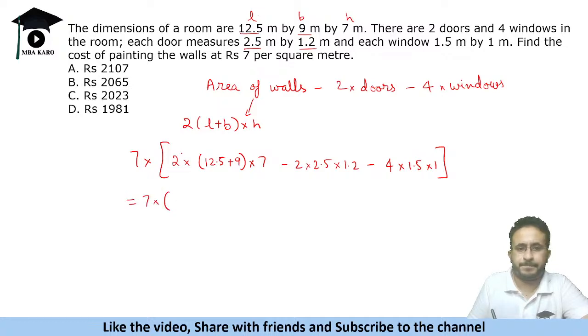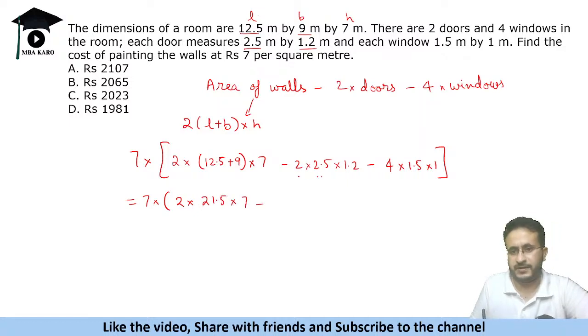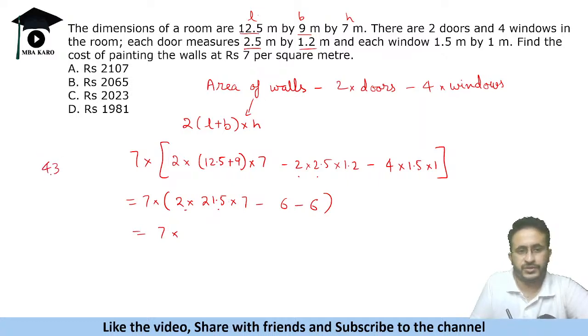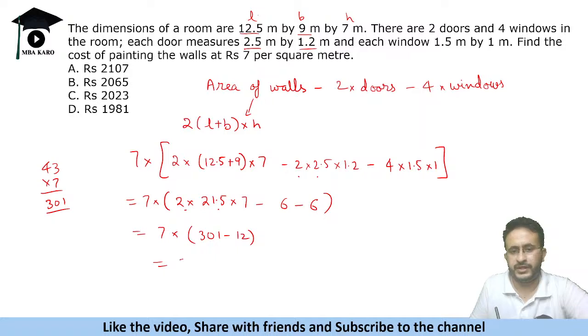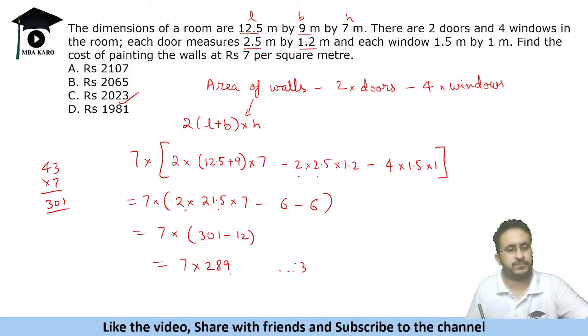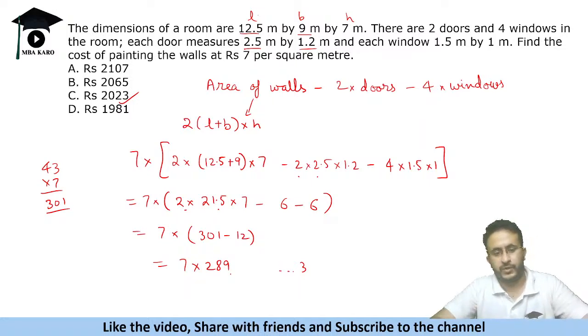7 into, this will be 2 into 21.5 into 7 minus, this is 5, 5 into 1.2 is 6, minus 6. So 7 into, this will be 43. 43 into 7 is 301, which is 289. Something should end in 3. So that will be our answer. 2023.